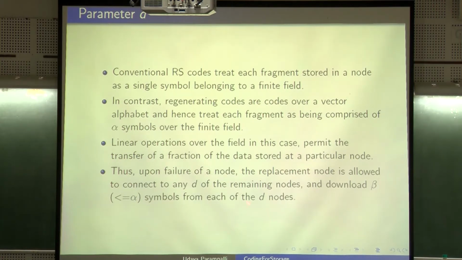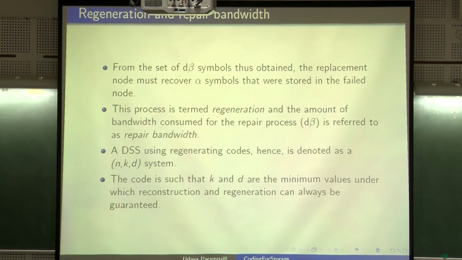Thus, upon failure of a node, the replacement node is allowed to connect to any D of the remaining nodes and download beta, which is less than or equal to alpha symbols from each node, because beta can't be more than alpha. This is just to get some feel about the different parameters used. When each node downloads beta from D nodes, D times beta symbols are obtained, and the node must recover alpha symbols. Obviously at the end, when it recreates it, it should have the alpha symbols that were stored in the failed node.